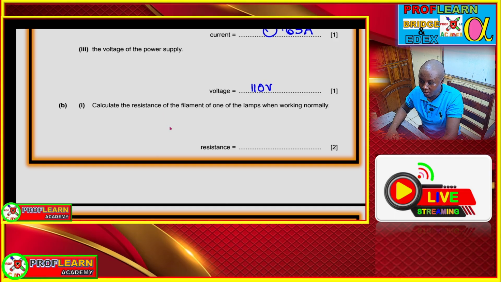Right, so moving to calculate the resistance of the filament of one lamp when operating normally. Remember, resistance is voltage over current, and we know the current across the lamp is 0.55. So we are going to say that resistance is V over I, which is going to be 110 divided by 0.55, and that's going to translate to 200 ohms.